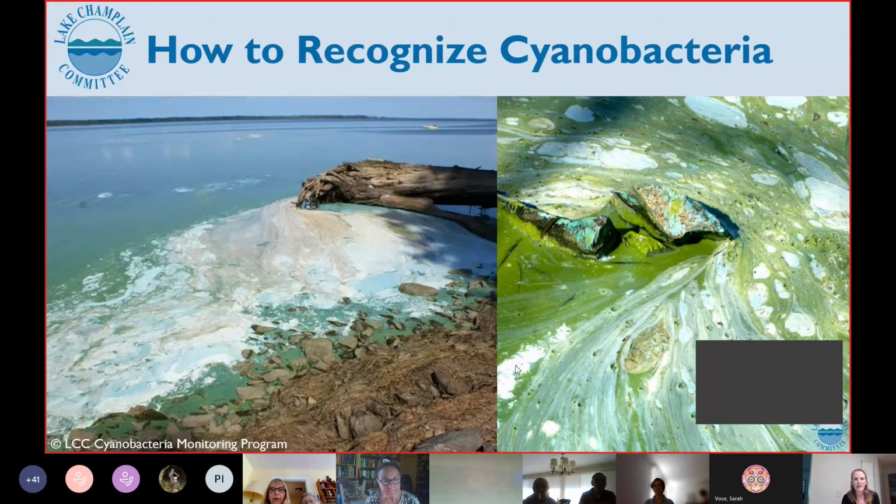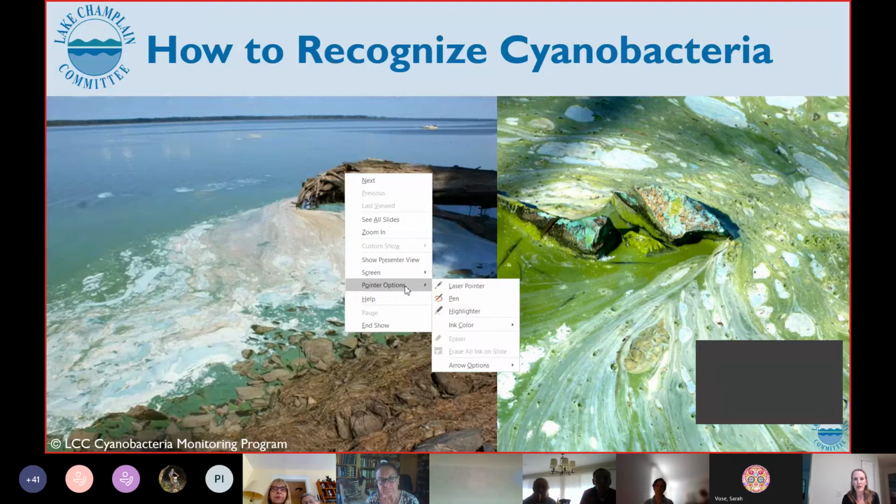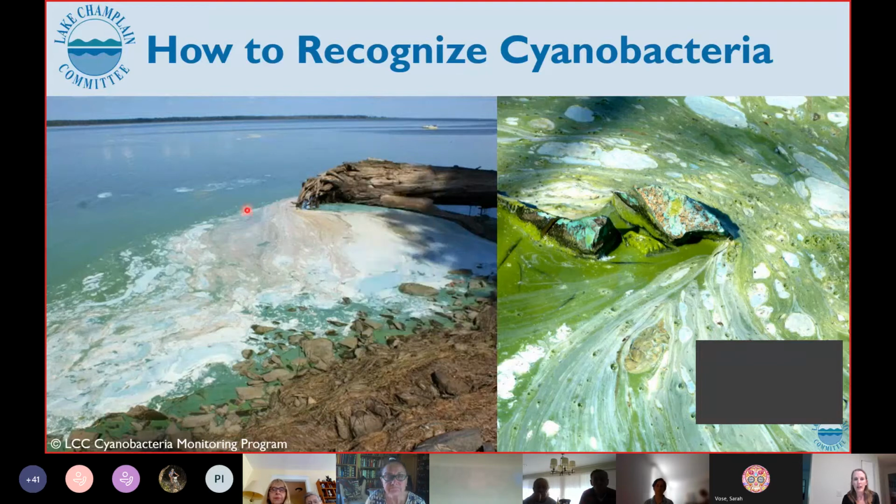First slide here is showing cyanobacteria blooms on Lake Champlain. You can see this white and turquoise color here. Those are indications of the bloom breaking down, and if it were producing cyanotoxins, they would be released into the water column. As Peter and Sarah have noted, cyanobacteria don't always produce cyanotoxins. We don't know what causes them to turn on that switch.